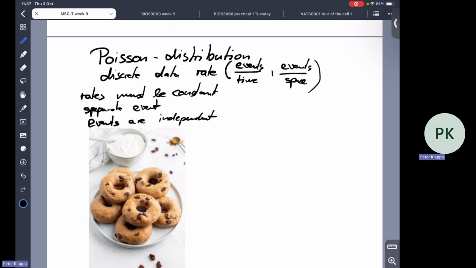I want to check what is, on average, the use of a toilet in a pub per hour. Right? So per hour, that is a time frame. And I count how many people go to the toilet in a given hour. That would be a typical Poisson distribution because it's discrete data.